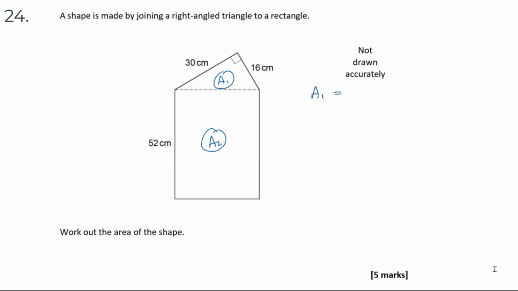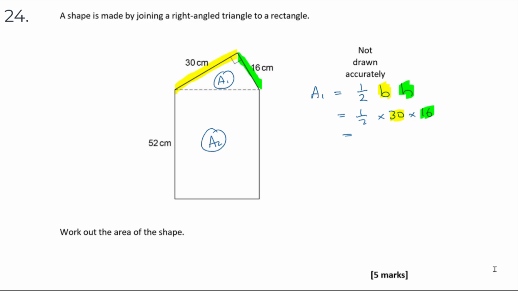Area 1 is a triangle, so triangles normally have an area of half base times height. Now, base doesn't have to be the one on the bottom. Just your base and height need to be at right angles to each other. So I can use this side here as the base, and I can use this side here as the height because they are at right angles to each other, and so that would be perfectly acceptable for finding the area. So then that is going to be a half times 30 times 16, just subbing those values into my equation.